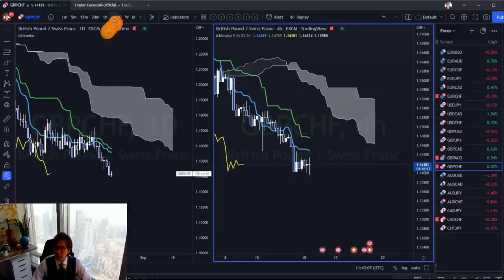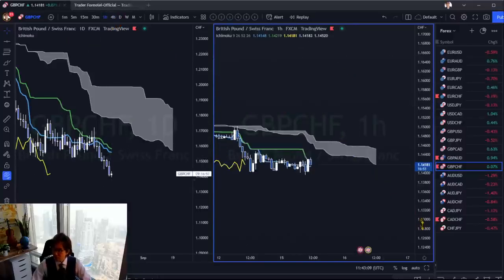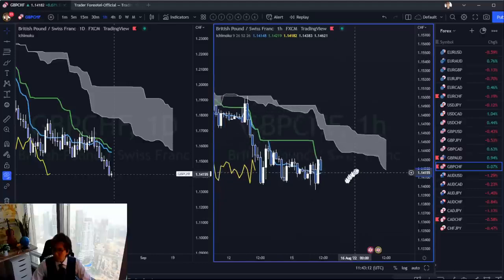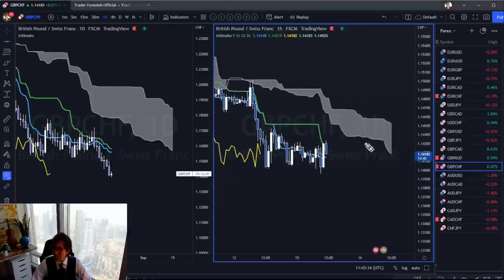Let me switch to 1 hour. Okay, so here is what you see in 1 hour. In the 1 hour time frame, if you only look at the price action, it's been ranging for the last 1 day. However, Senko Span B is down, Senko Span A is also down, Kijun Sen is also down. So that means the market may break support and continuously goes down this way because sellers are dominant over buyers on these 2 time frames.